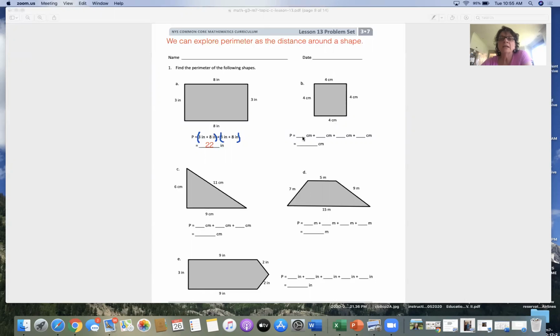Because it has four sides, we're going to add four numbers to get the perimeter. So again, I'm going to start with maybe my top side. Doesn't really matter which one I start with because they are all four. So go ahead and fill in your number sentence.